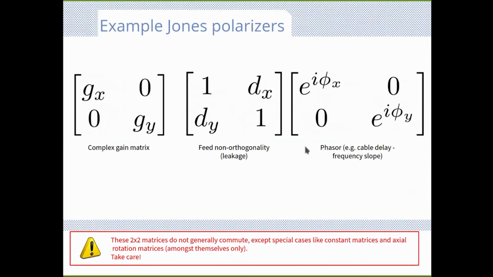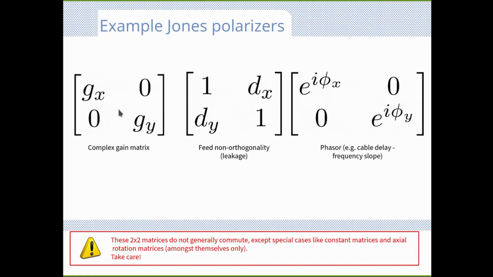So let's look at some examples here. Ruby already showed you some examples like this. I just want to recap them. We can have, for instance, a complex gain matrix, which we assume is roughly diagonal, so there are no covariant effects between these gains for both the x and the y mode of the system. Let's assume we're working in a linear basis. We can also work in a circular basis, but for MeerKAT it's a linear basis, so I'm just going to stick to linear basis for now. So this complex gain matrix is a diagonal matrix. Examples of this can be both time and frequency dependent. So a bandpass can be described like this, for instance, in CASA and in other software packages.